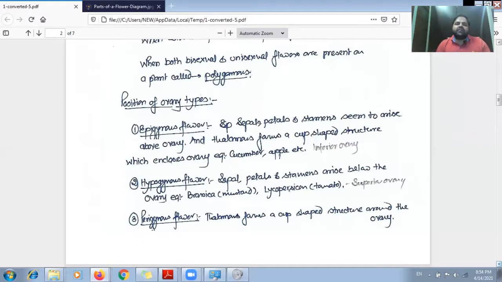And the third kind of flower is called as perigynous flower. So in case of perigynous flower, the arrangement of all the parts of the flower will be at the same level. Means sepal, petal, stamen, as well as ovary will be placed in the same plane. So the sepal, petal, stamen will be arranged at the periphery of the ovary.